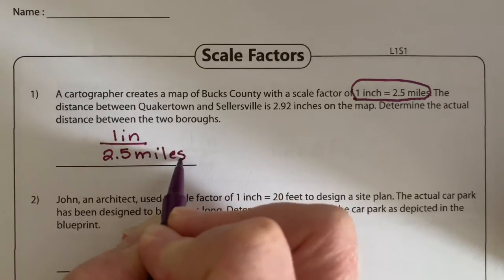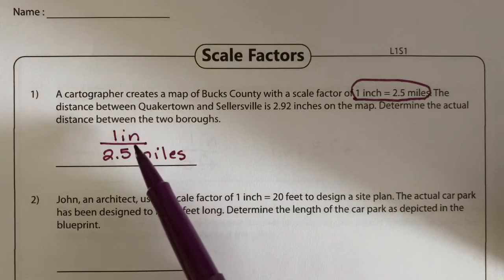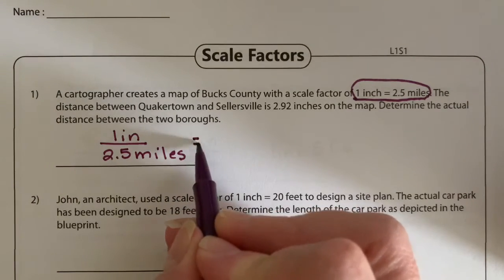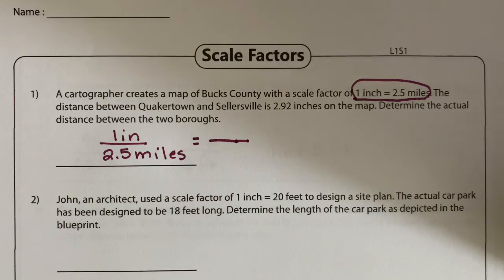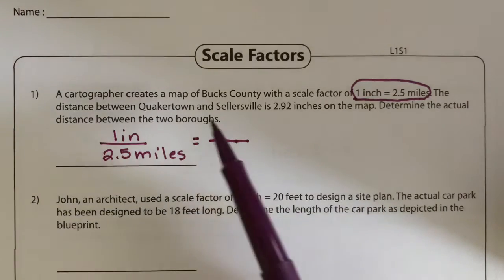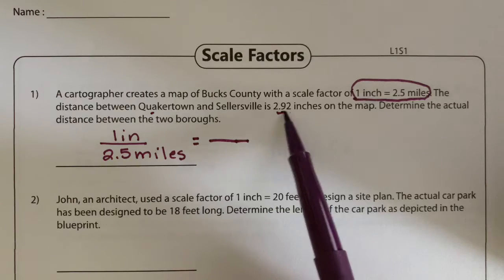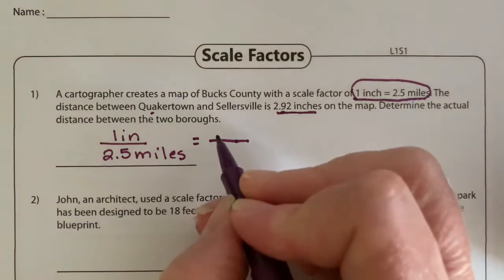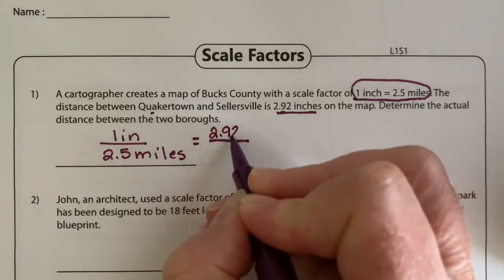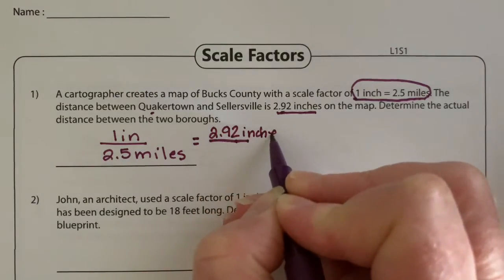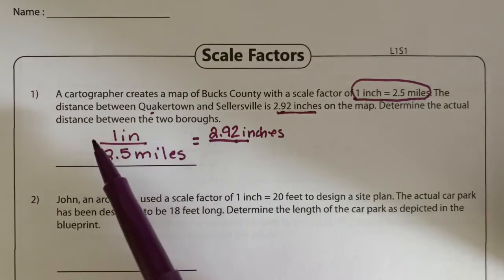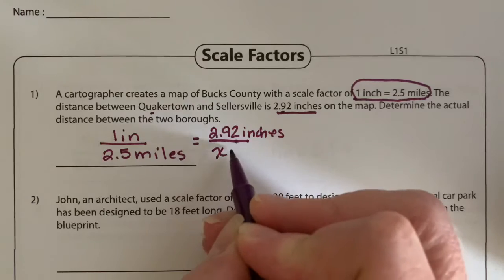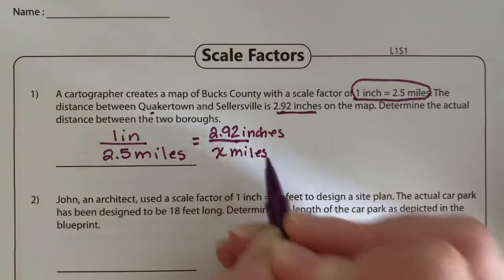Notice on the last problem and on this problem, both times I labeled it with the units, because labeling it with the units is really going to be helpful when I write my next proportion. So it says that on the map, the distance between those two was 2.92 inches. What that means is that my 2.92 came from the map, so it's in inches, so I know it's going to go on top just like the 1 inch did. And then I'm going to try to figure out how many miles that really is.